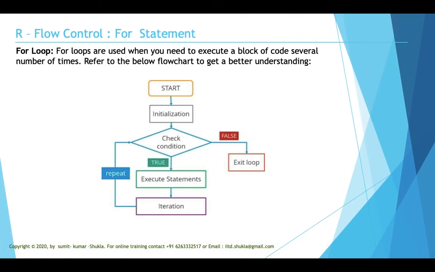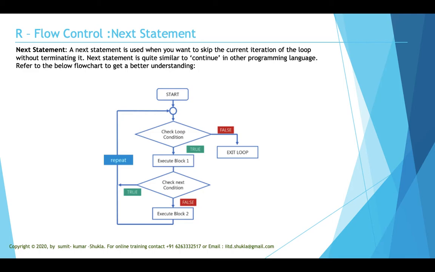Let's move to a PPT, and we'll see the jump statements. These are called jump statements, next and break. The next statement is used when you want to skip the current iteration of the loop without terminating it actually. In Python you can check it as continue. The next statement is quite similar to continue in other programming languages.